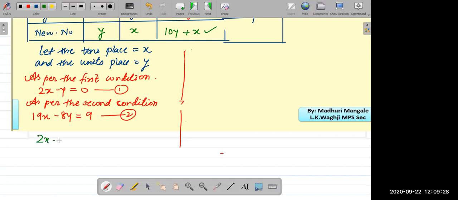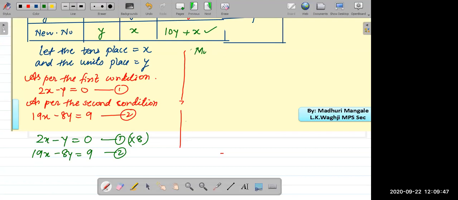So that is 2x minus y equals to 0 and 19x minus 8y equals to 9. This is equation 1. This is equation 2. We need to make the y terms same. So we will multiply the first equation with 8. Yes, you all are right. We need to multiply the first equation with 8.